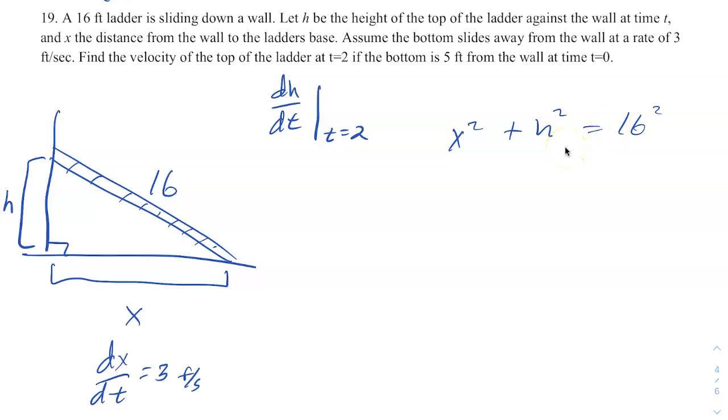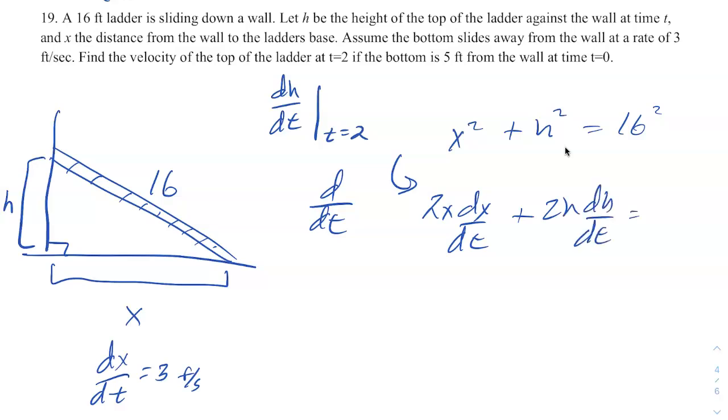So let's take a derivative. I'll get 2x dx/dt because it's the wrong variable. Here I'll get 2h dh/dt because it's the wrong variable. And don't forget the derivative of 16 is a constant, it's a number, so I just get 0, there's no variable there. So I get that.